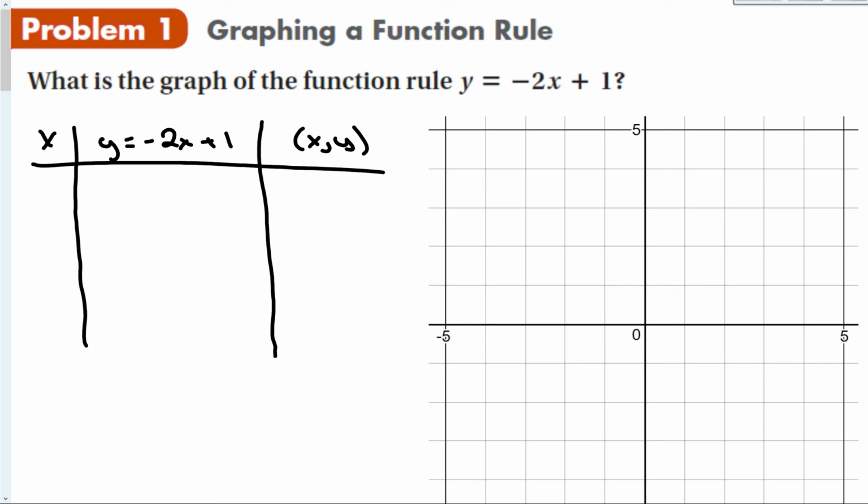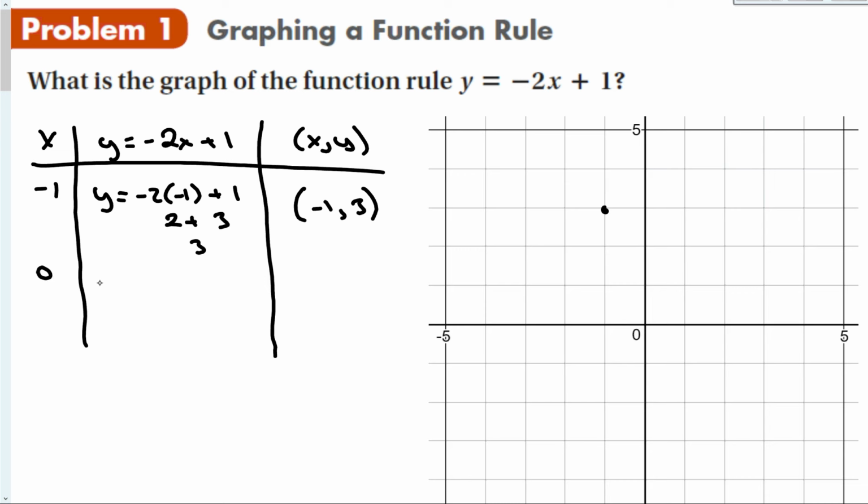So let's start with negative 1. So y is going to be equal to negative 2 times negative 1 plus 1. When I do this, I get positive 2 plus 1. So y is going to be equal to 3. So my input is negative 1, and my output would be 3. So on my graph right there, I go left 1, up 3, to the dot. Okay, so there's my first point.